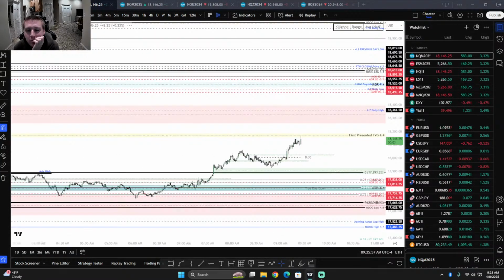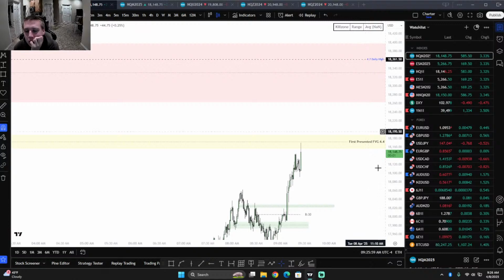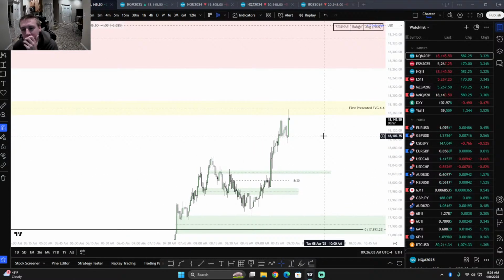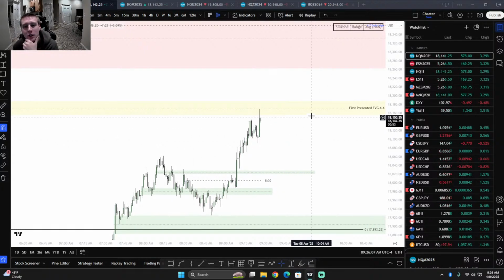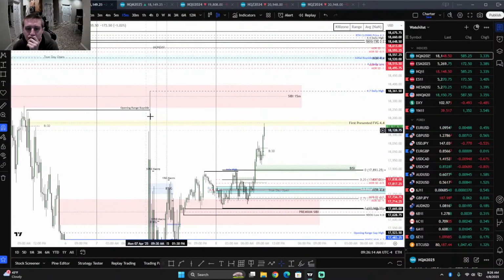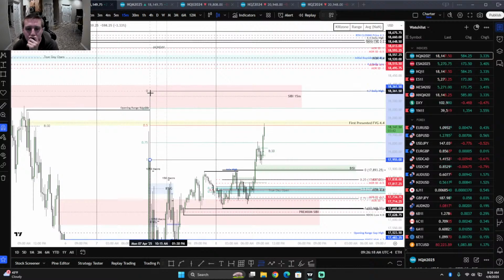Okay, so we've hit first presented fair value gap. Pre-market, which I kind of wish we waited so we could maybe constitute a setup, but that's the next draw on liquidity. Now let's see if we want to trade to this upper portion. We're at around constant encroachment of that wick.